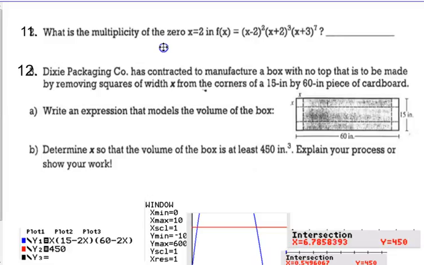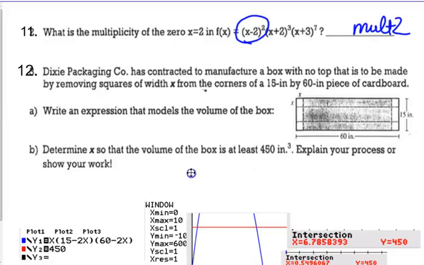All right. This is an easy question. What is the multiplicity of the 0 at 2 in this equation? Okay, this is the 0 at 2, and its multiplicity is 2. What if it had said -2? Then the multiplicity would be 3. If it said -3, the multiplicity would be 7. Okay.